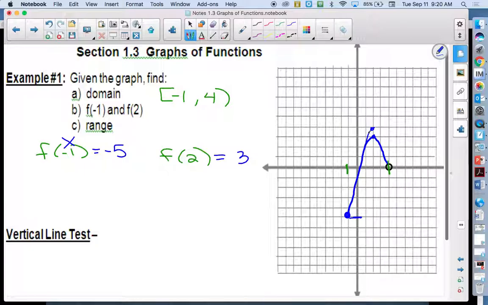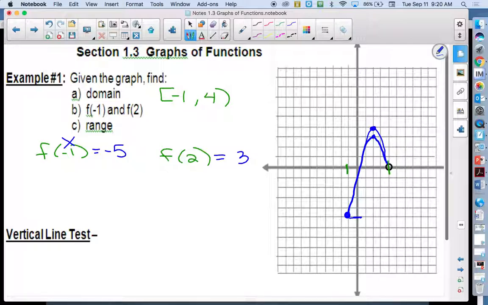Just make it go up there. There we go. I'll fix it later. So you know x, find y. That's what f of x means. So you know your x value, find its matching y value. And then the last thing, make sure you're using your graph for the range.